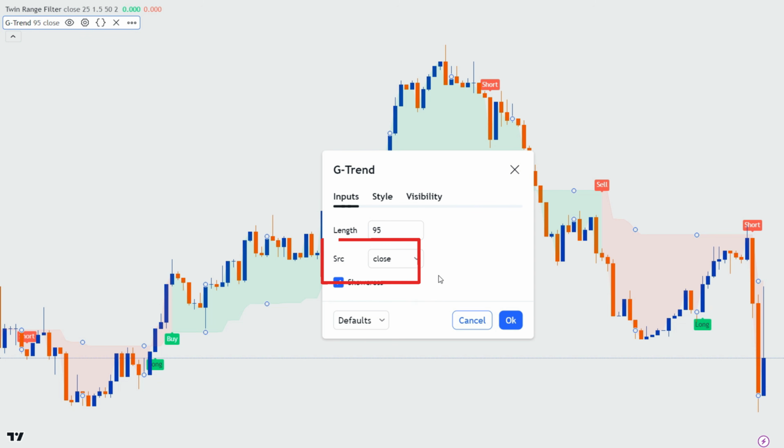Next, we have the source parameter. This parameter allows you to select the input data series for the indicator. By default, it is set to the closing price, close, which is commonly used.